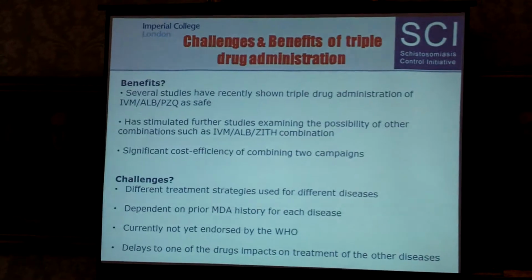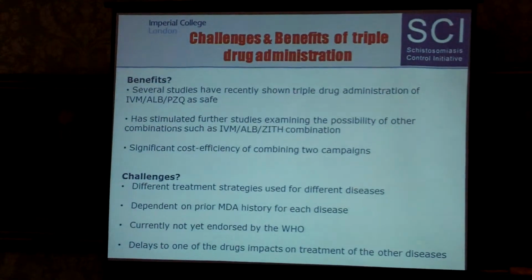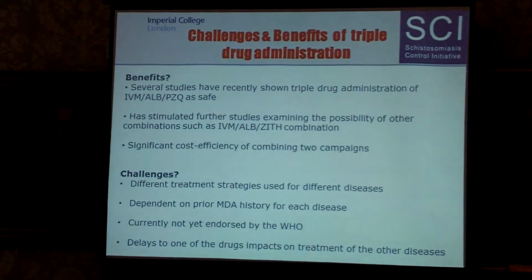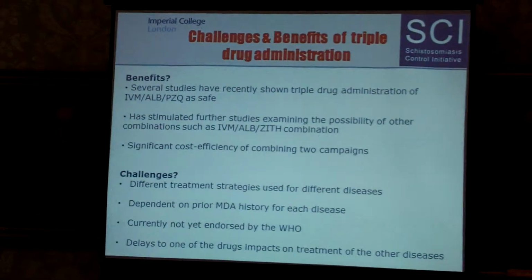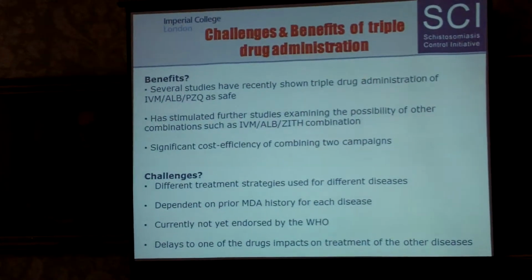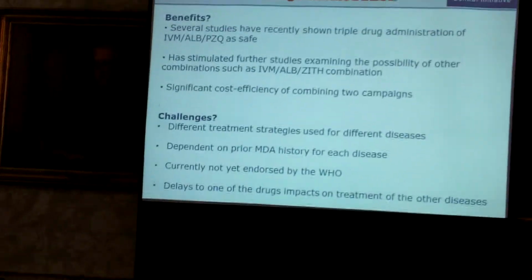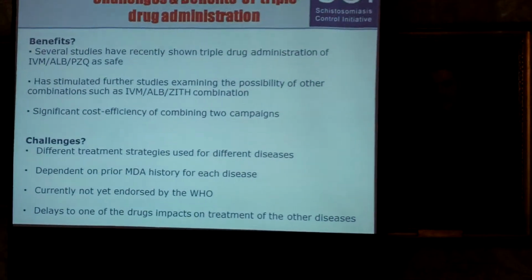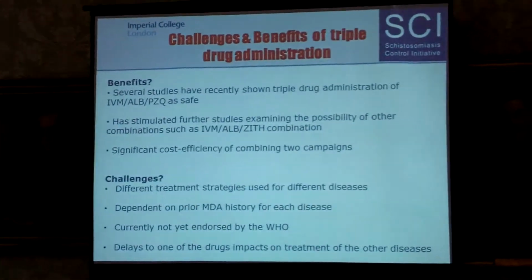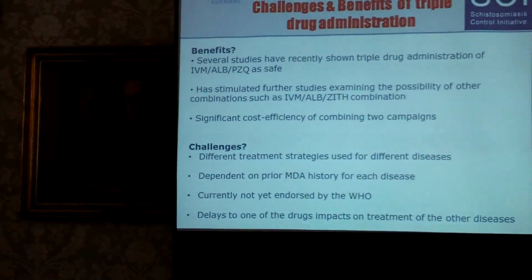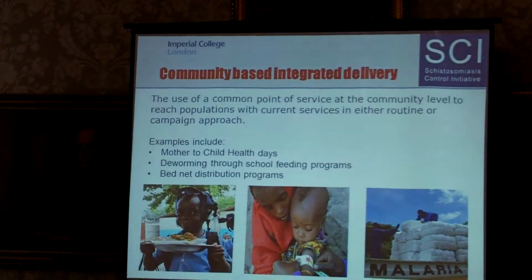The challenges are the different treatment strategies, so LF is a community-wide treatment and schisto can be school-based. It depends on prior MDA history. You cannot do triple drug administration where there has previously been no LF treatment. So there has to be a history of LF treatment. It's not currently endorsed by the WHO, so there are lots of countries that are reluctant to do this and roll it out without an official document from the WHO backing it. And there can be delays as well. Similar to the umbrella program, we had issues in the past with the Zithromax being late to arrive, and that put a delay on the rest of the MDAs because they're delivering all the drugs to one area.